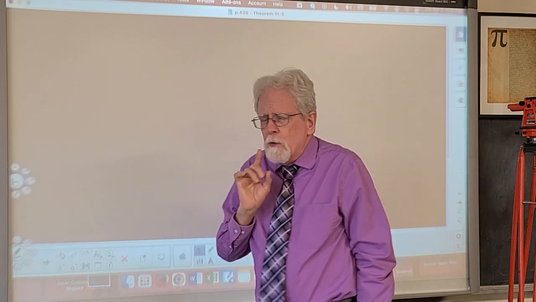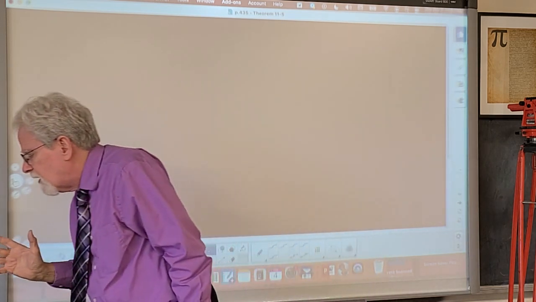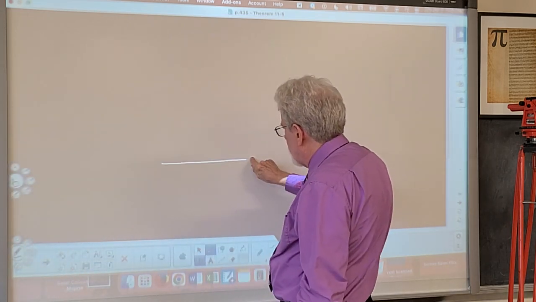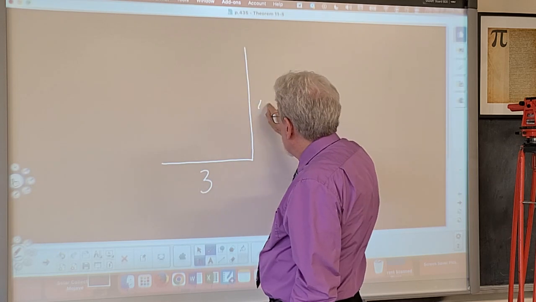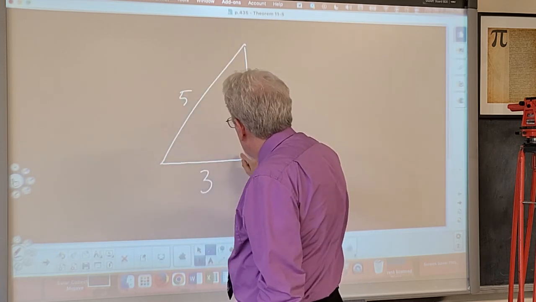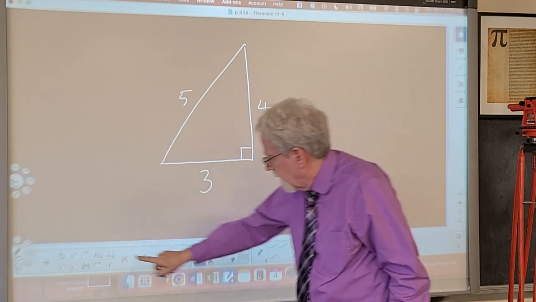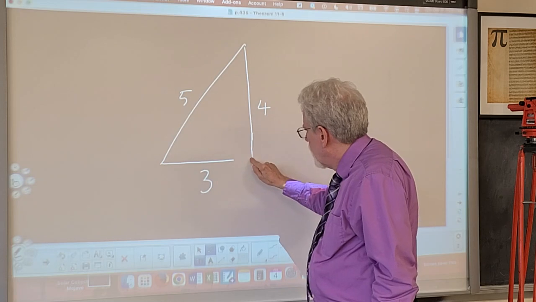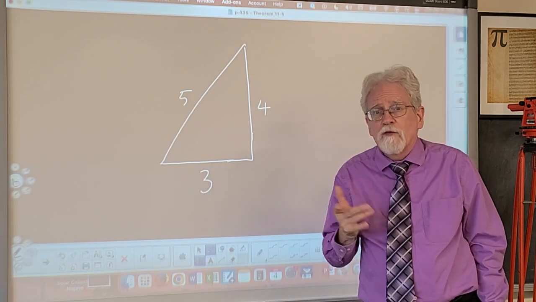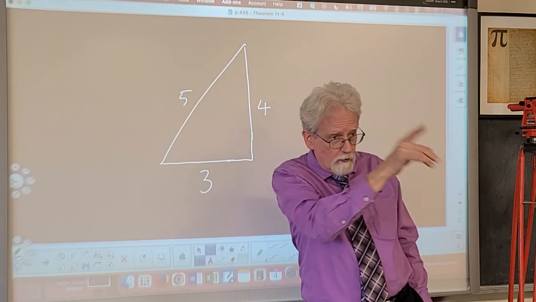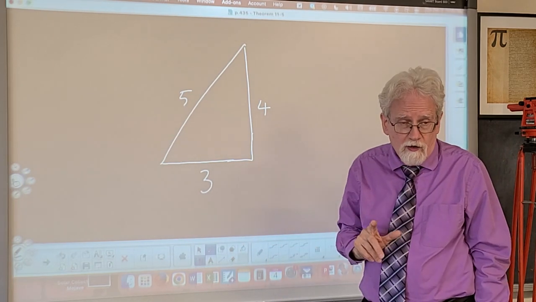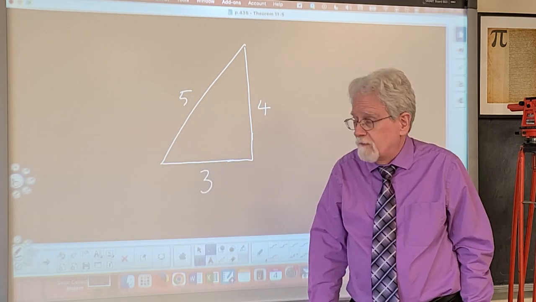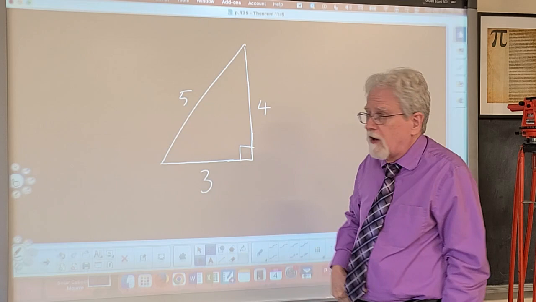Now, you should recognize what's true about a triangle with sides of 3, 4, and 5. What kind of triangle does that have to be? Yes, I heard that. It has to be a right triangle, because 3 squared plus 4 squared is indeed 5 squared, so it has to be a right triangle.